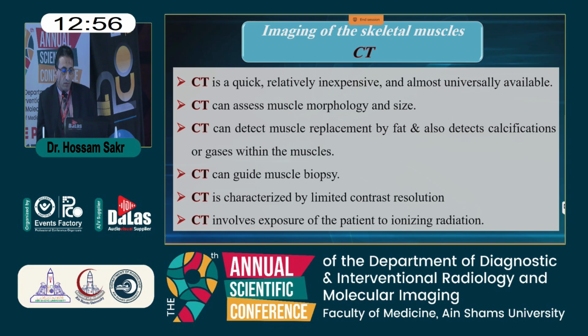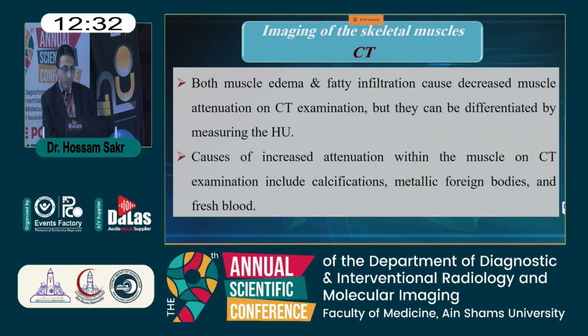Coming to CT, it is quick, relatively inexpensive, and almost universally available. It can assess muscle morphology and size, detect muscle replacement by fat, and also detect calcifications or gases within the muscles, and can guide muscle biopsy. But it also has some limitations. It is characterized by limited contrast resolution and involves exposure of the patient to ionizing radiation, which is a very important factor in the pediatric age group.